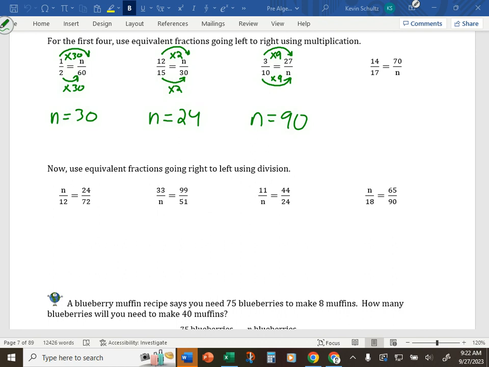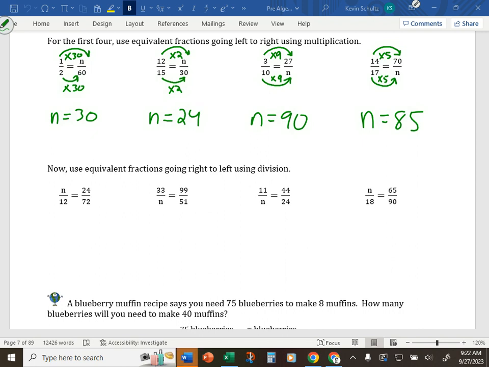Okay? Next one, 14/17 equals 70 over n. We're given our two numerators, which means that's where we want to focus. How do you get from 14 to 70? Probably not a factor you work with too often, but Enzo? 5. By 5. So what does that mean we're going to do to our denominator, 17? Multiply by 5. And 17 times 5 is? 85.